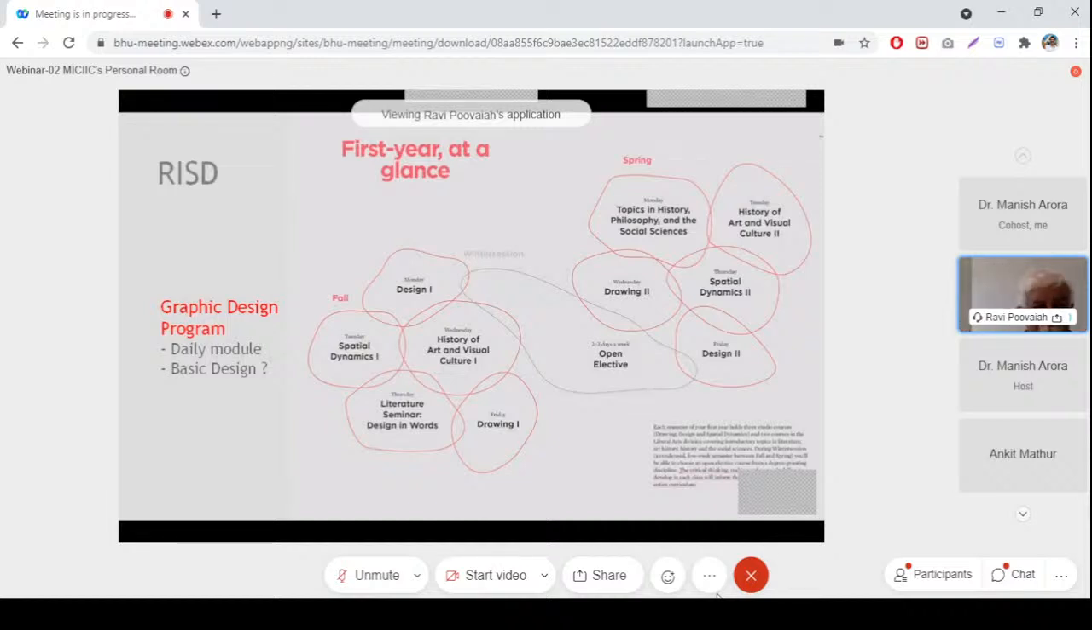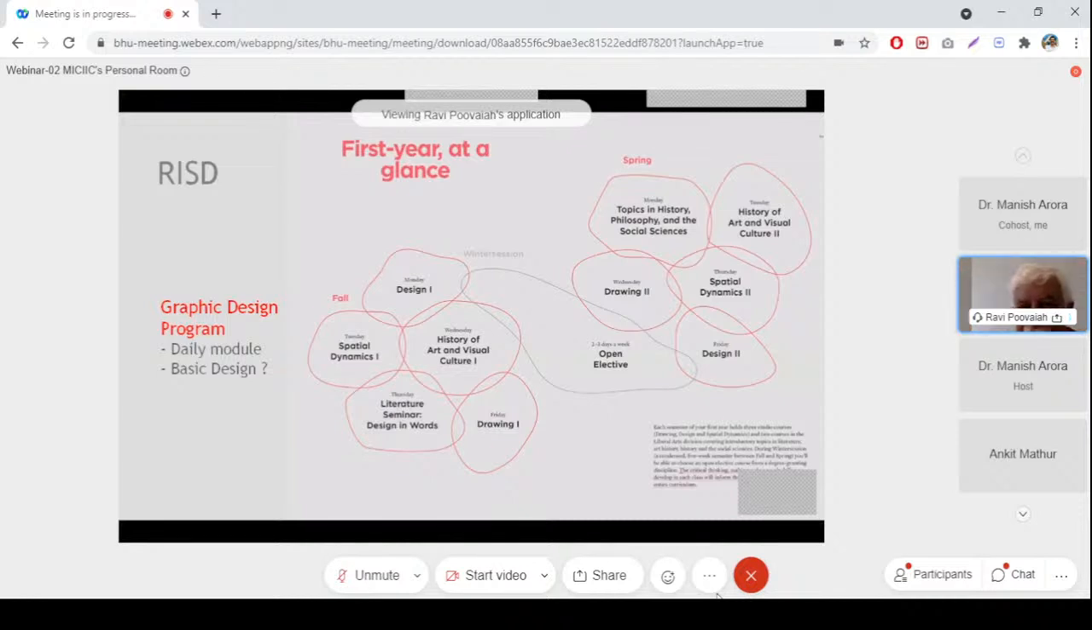So I'm jumping to Rhode Island School of Design, okay, in the 1980s. If you look at it, it's a glance at their weekly schedule, in terms of one semester and then another semester, spring and the fall semester. So for example, in a week, this is for graphic design. Monday is design one, Tuesday is spatial dynamics. Wednesday is history of art and visual culture. Thursday is design in words, and Friday is drawing.